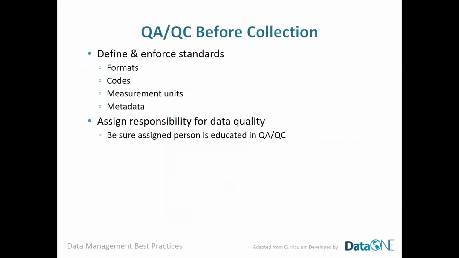Second, you should assign responsibility for data quality before collection begins. Ideally, the person responsible for data quality assurance and data quality control is the person collecting the data and is educated in quality control and assurance methods.